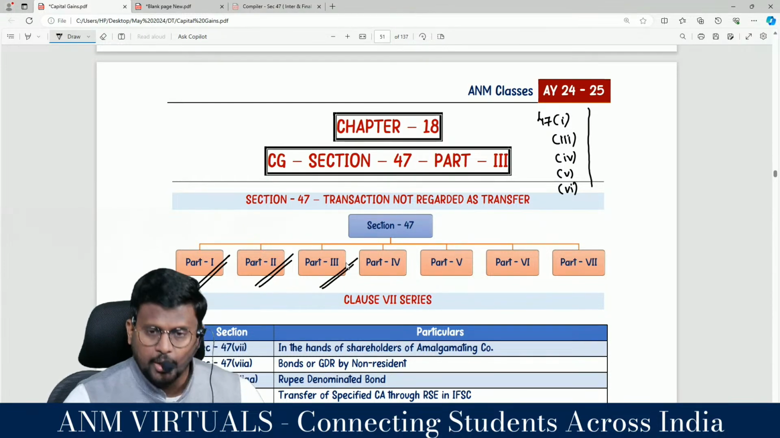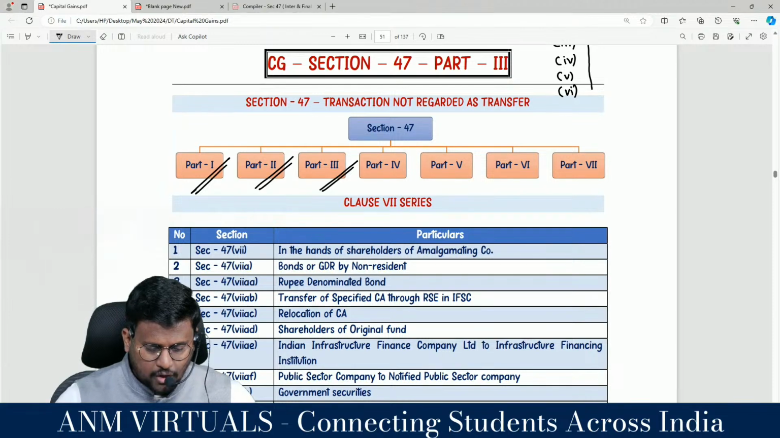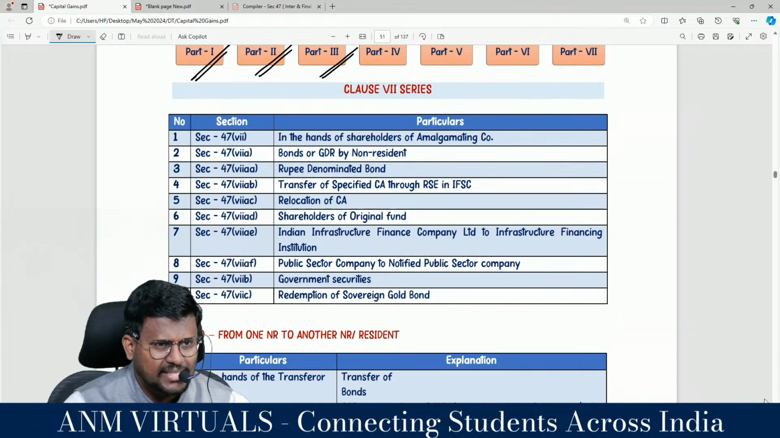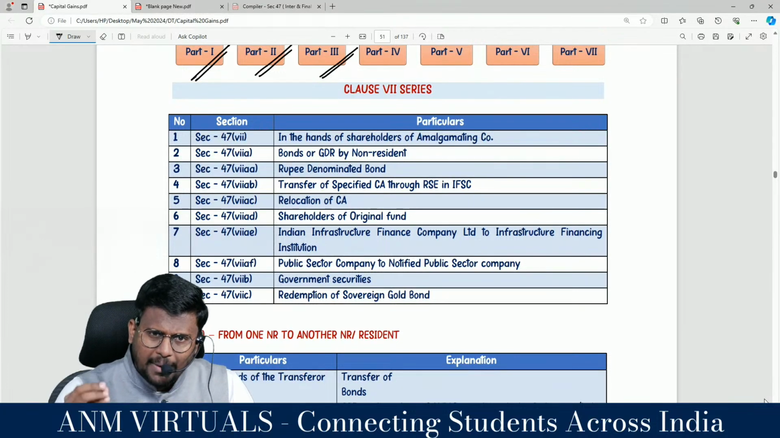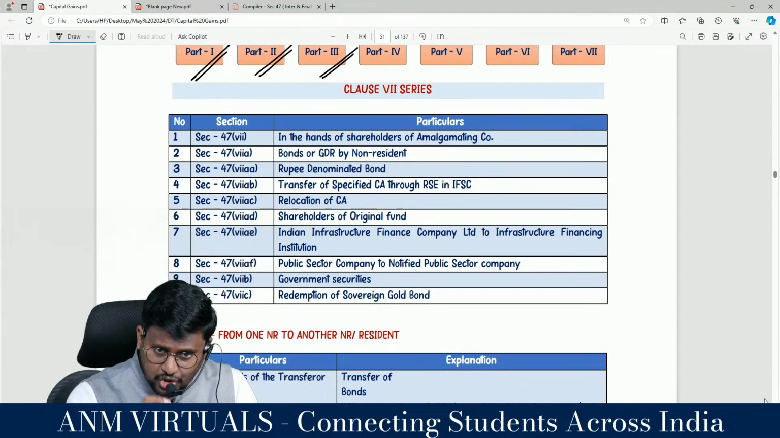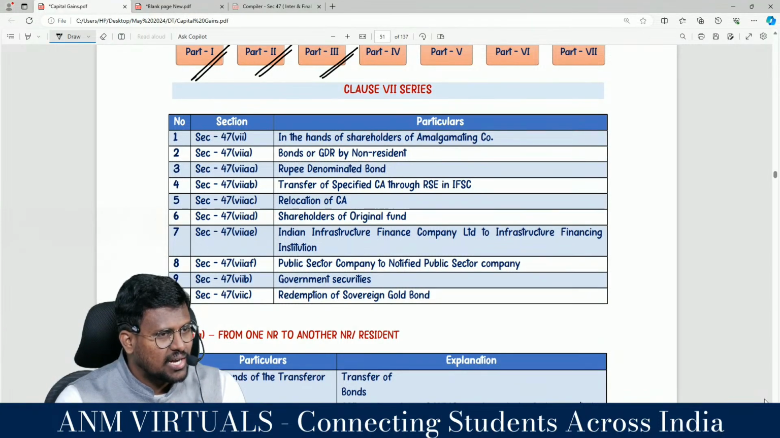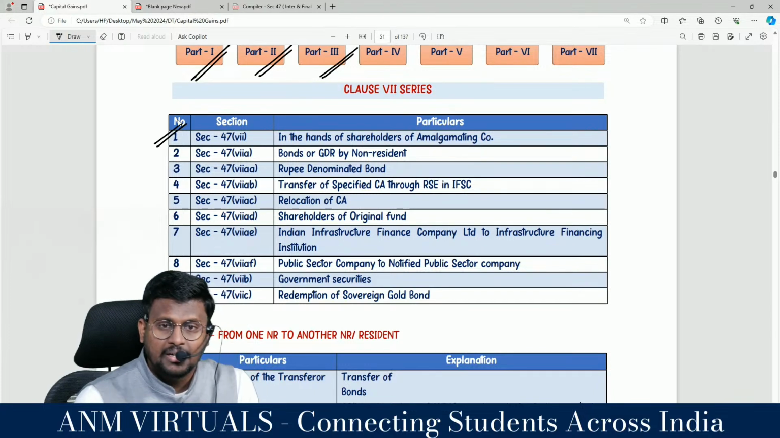Sir, in this slot we are moving into part 3, which is non-resident series. 47 clause 7: in the hands of shareholders of any company. We already discussed this when we talked about amalgamation. You being a shareholder, what will you hold in the amalgamating company? Shares. Since the company has been amalgamated, you will get shares of the amalgamated company. This is an exchange, a transfer under section 2 subsection 47, but it will not be regarded as transfer in the hands of the shareholder as per section 47 clause 7.